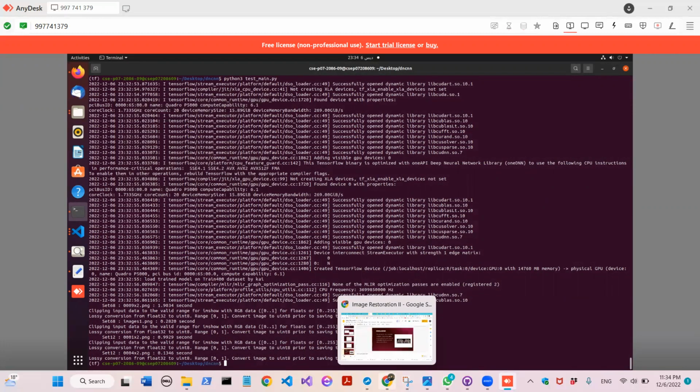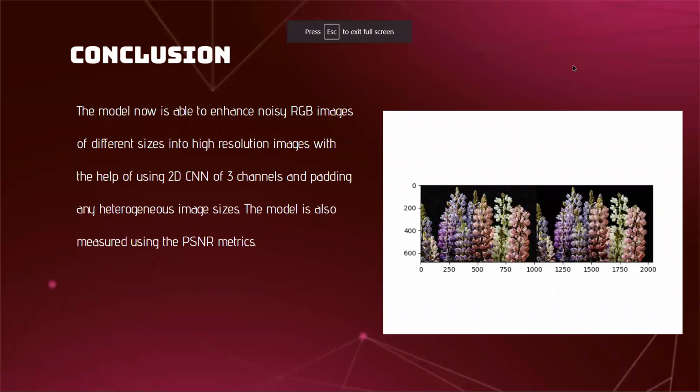Moving forward to the conclusion in general. Our model was able to enhance noisy RGB as well as grayscale images of different sizes into high resolutions, with the help of a DnCNN model that uses 3 channels, adding padding for any heterogeneous image sizes, as well as implementing the PSNR metric. And as you can see, this is a different image. It was a quite high quality image, but you would notice that there are still minor differences between the black and color.